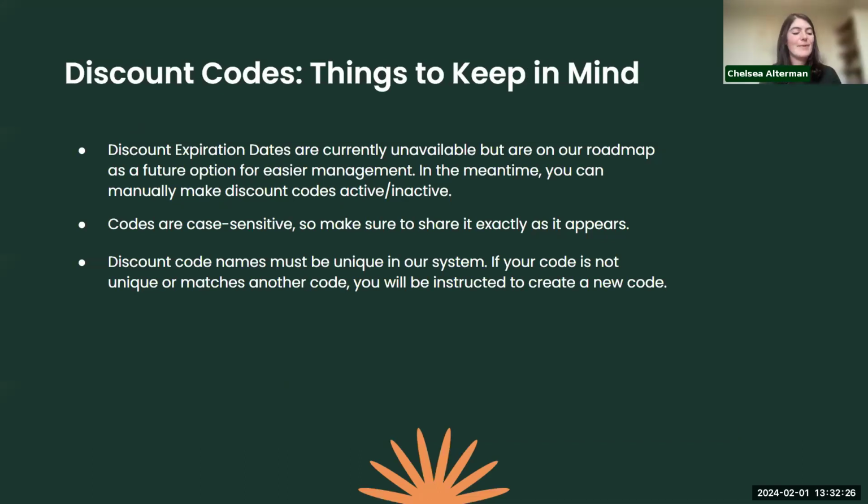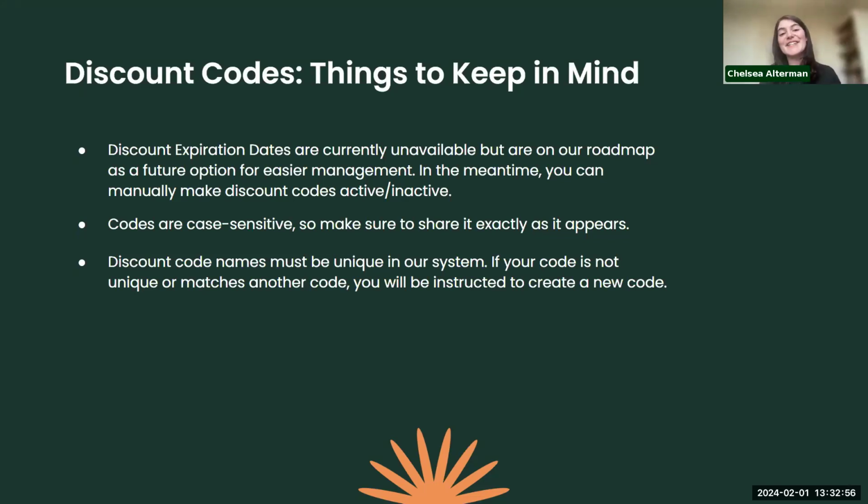A couple of things to keep in mind. There are no expiration dates on the discount code just yet. We have that on our roadmap for the future. In the meantime, if you wanted to run a time-sensitive campaign, like say for the month of February I'm offering 20% off, you'll just have to go back into the platform on March 1st and make that code inactive just by switching that toggle. So just set a reminder for yourself somewhere in your calendar to do that.